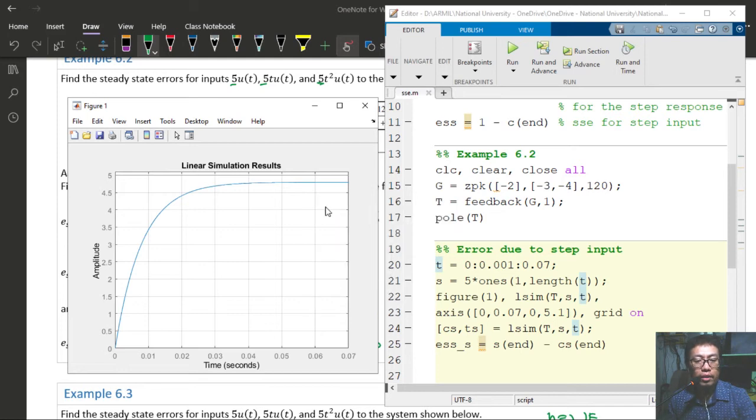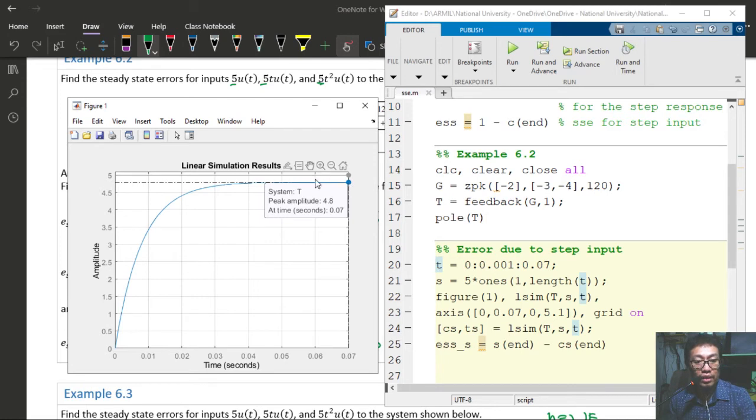Kunin natin yung peak response. Anyway, the peak response would be... So, yung peak amplitude niya is 4.8. Yun na naman yung final value niya. So, yung 4.8 na yun. Okay. So, yung difference between itong final value ng input niyo which is 5, tsaka yung final value nung system niyo which is 4.8, yung gap na yon, 5 minus 4.8, yun yung steady state error niyo.